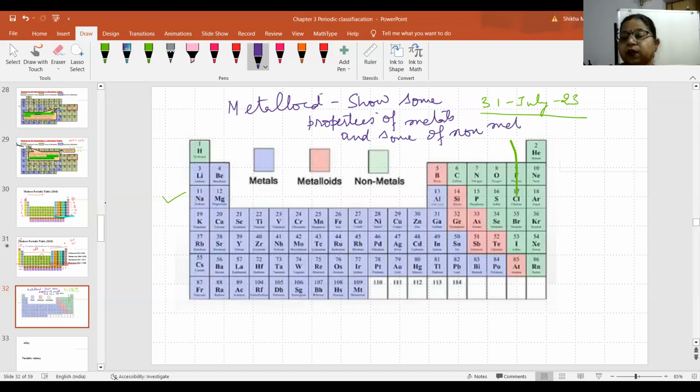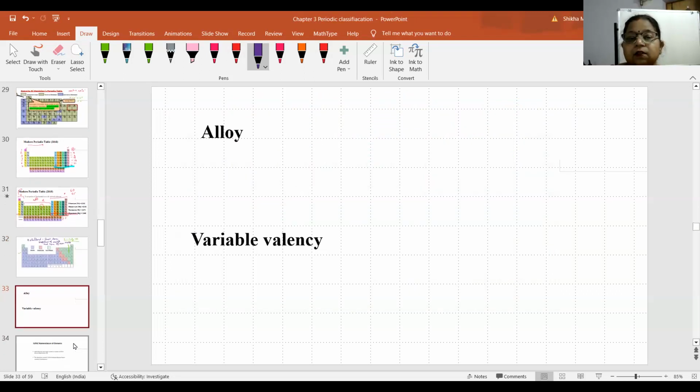Now we will talk about another term which is very often discussed and asked. What are alloys? We'll focus on variable valency later. Before that, let us find out what are alloys. These are certain terms which I have picked up from your books, which are used here and there during the chapter without any explanation, assuming you were taught in class 9th or 10th, and they may still not be so clear to you.